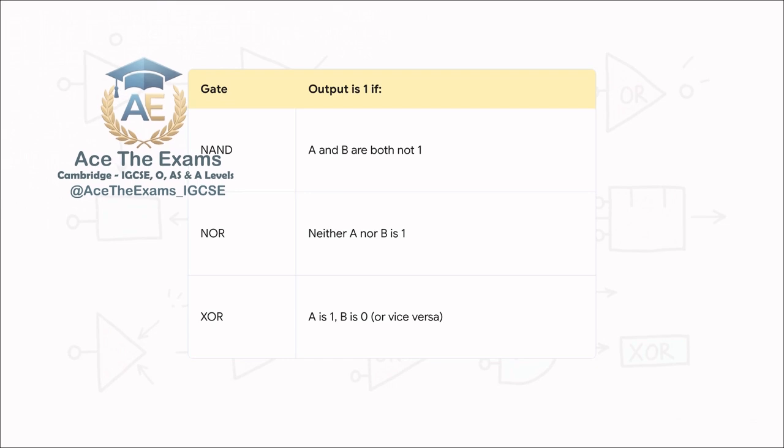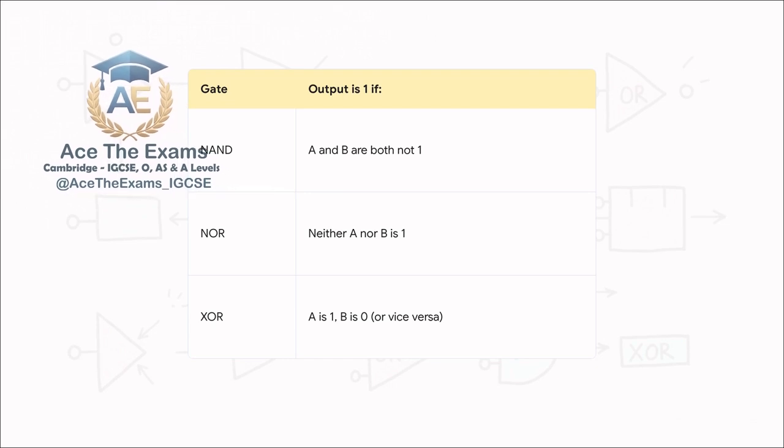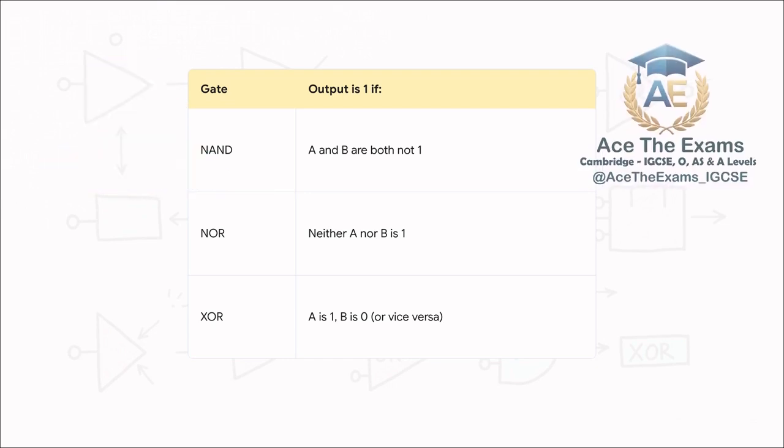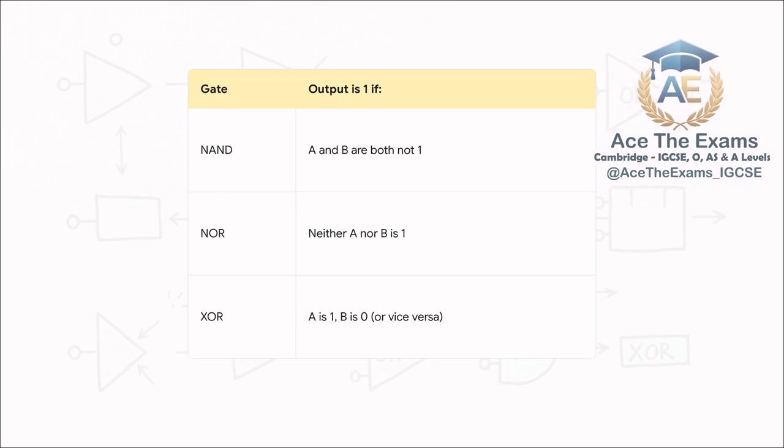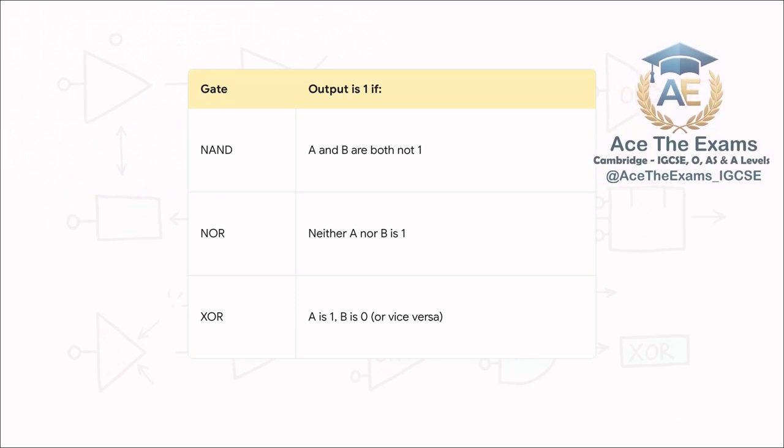It does the exact opposite of the AND gate. Then for a NOR gate, or not OR, the output is 1 only when neither input A nor input B is 1. So they both absolutely must be 0.